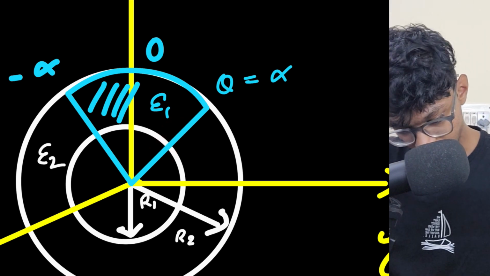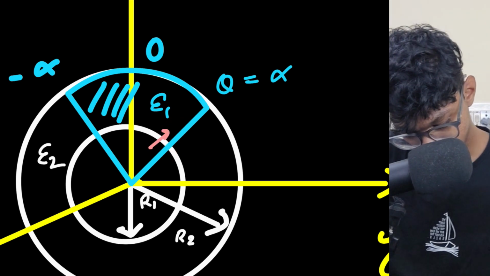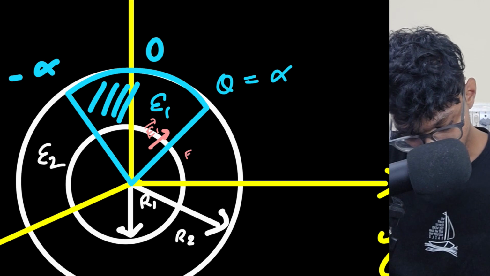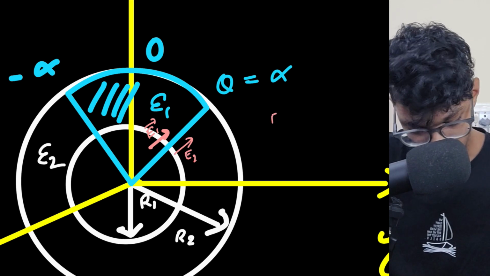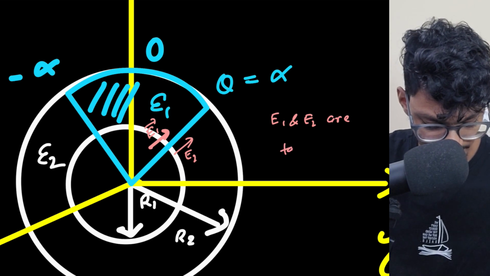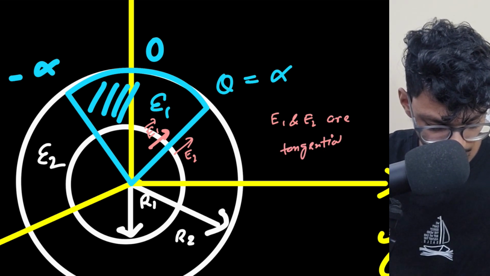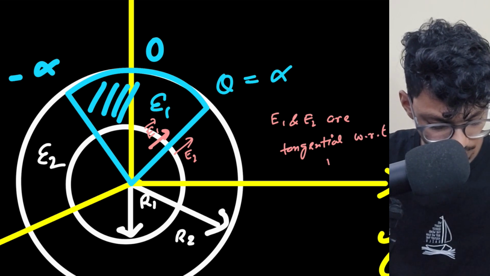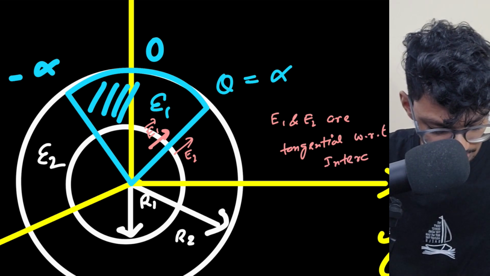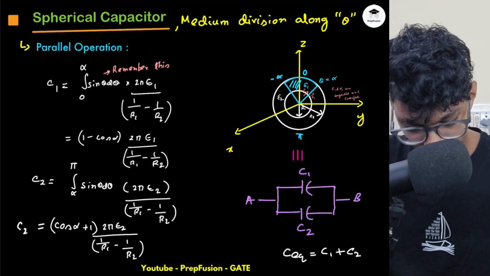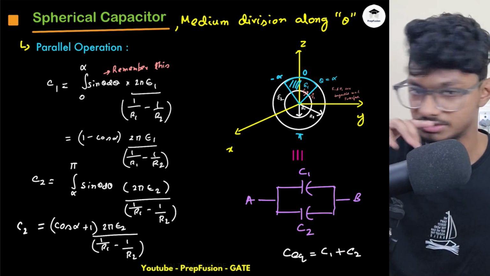So here this is E1. E1 is tangential right now to the interface, and this is E2. So E1 and E2 are tangential with respect to the interface. Hence, obviously, we will apply the tangential boundary condition, and hence they are in parallel. That's why the equivalent combination comes out as C1 plus C2. I hope you get the point.